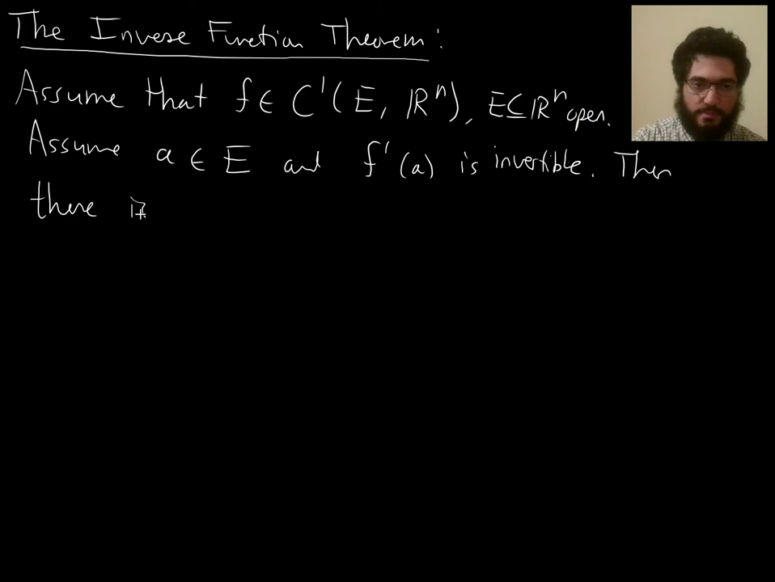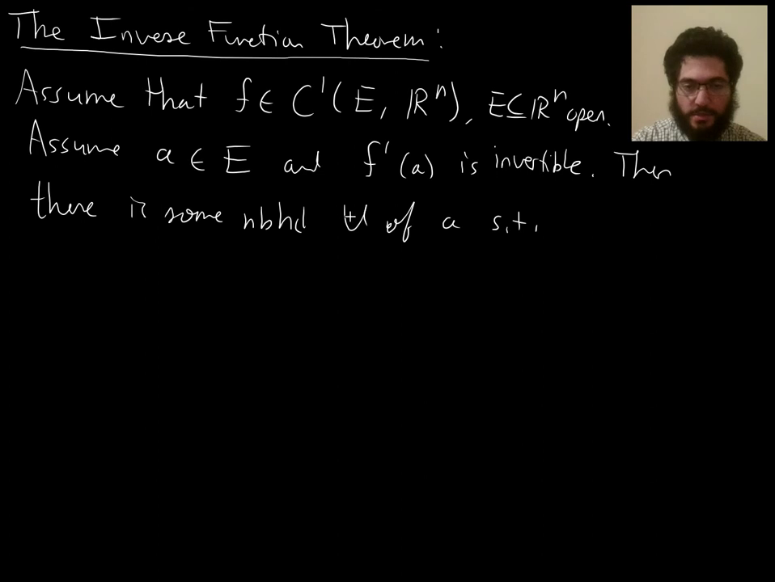So then there is some neighborhood U of A. By neighborhood I just mean an open set that contains A, and it's going to be an open subset of E. I don't know if I really need to say that. That might be implied by what I'm going to write.